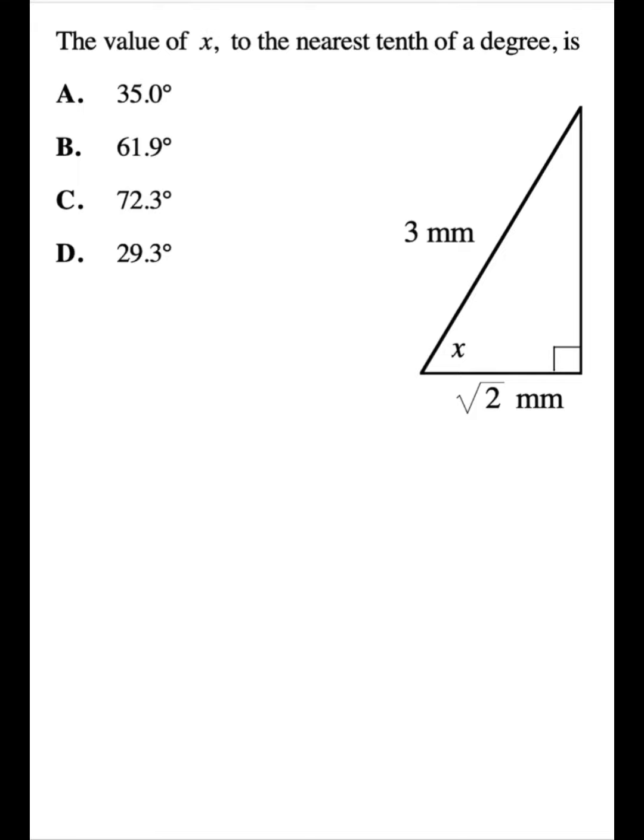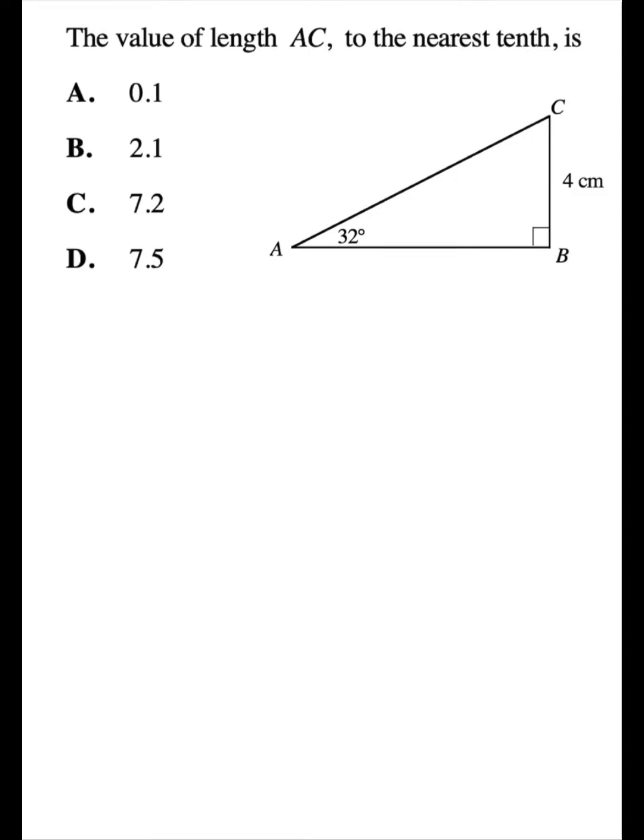For this problem, we have a right triangle, and we need to find the value of x. We have the hypotenuse and the adjacent, so we can use cosine x equals square root 2 divided by 3. So x is 61.9 degrees, so the answer is B.